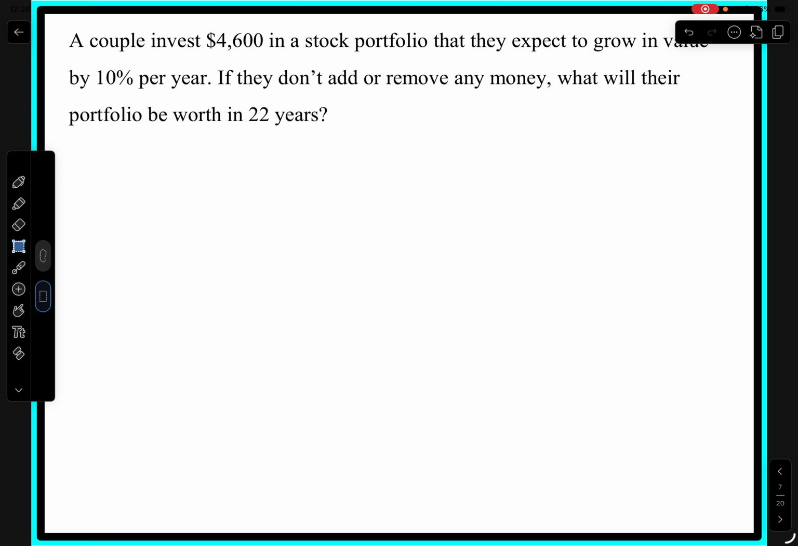So in this scenario, we have that a couple is going to invest $4,600 into a stock portfolio that is expected to grow in value by 10% per year. Now, if they don't add or remove any money, what will their portfolio be worth in 22 years?